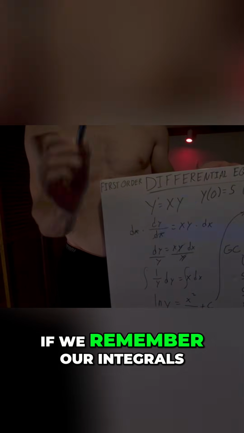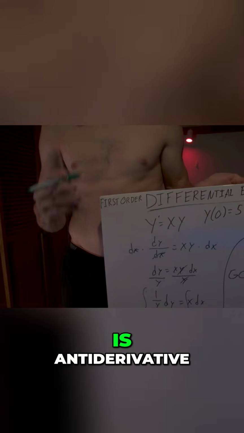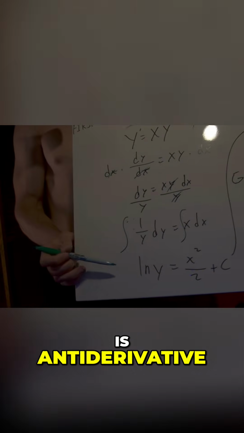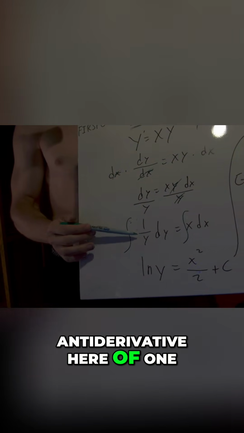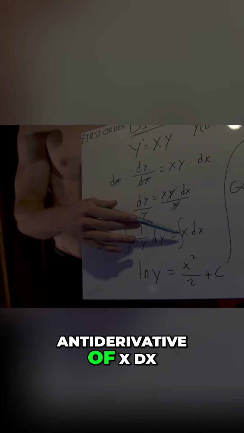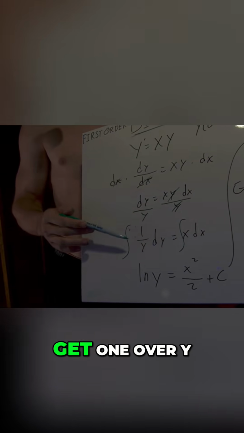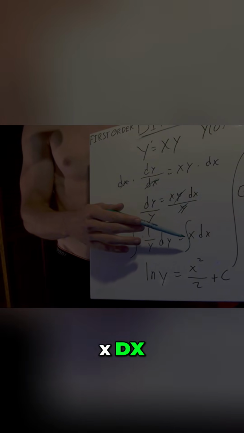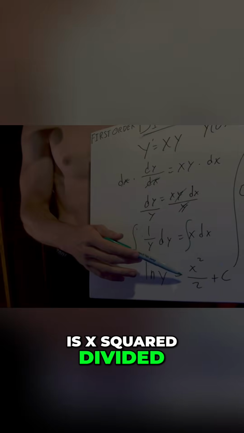Now, if we remember our integrals, another word for integral is antiderivative. The antiderivative of 1 over y dy, and the antiderivative of x dx, we are going to get ln of y equals, and the antiderivative of x dx is x squared divided by 2 plus c.